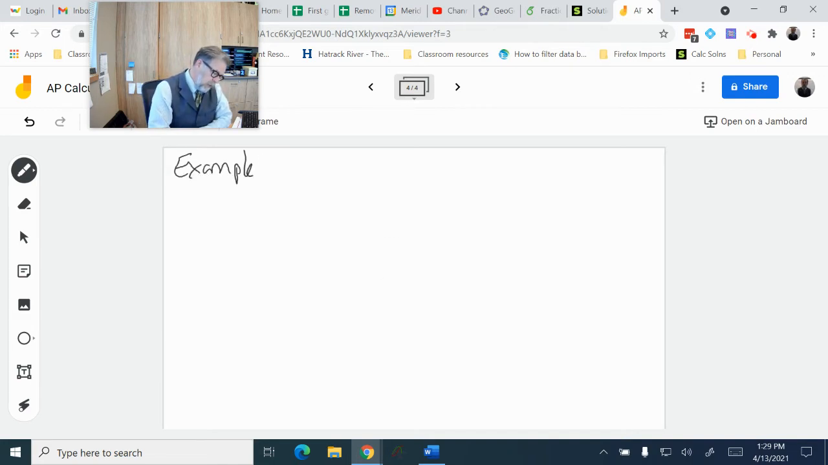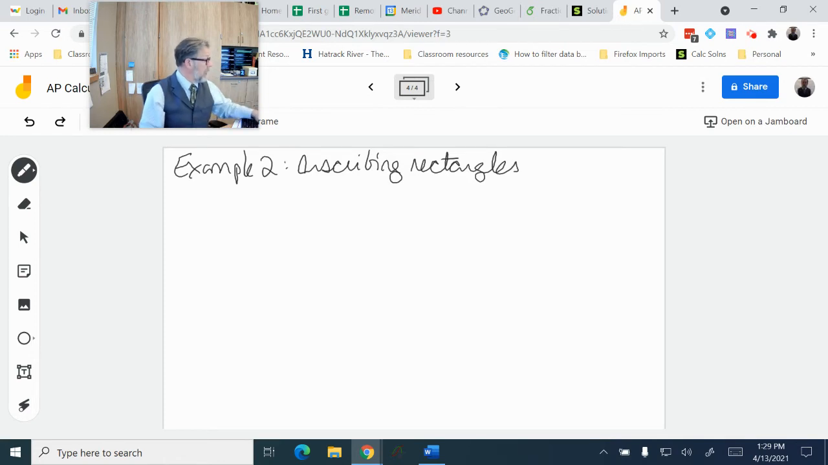So example 2, inscribing rectangles. And there's some pretty famous math problems that involve inscribing rectangles. What we're going to do is look at a not famous math problem that I'm aware of, but we want to just inscribe it under one arch of the sine curve.